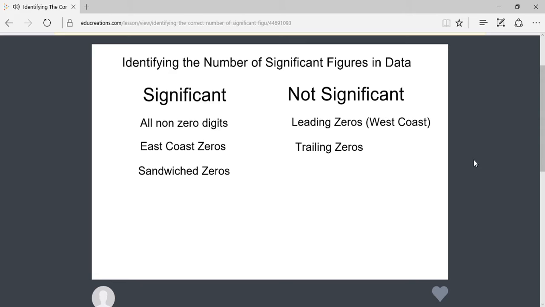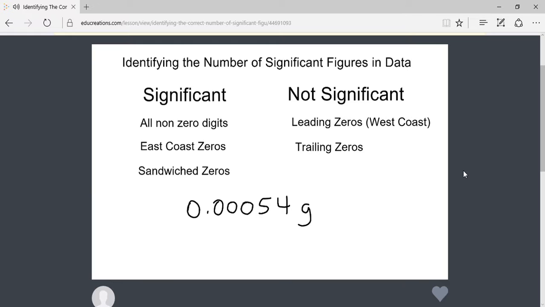Let's now take a look at zeros that are considered not significant to a measurement. Sometimes we refer to these as holding the decimal place position to give the numbers or digits their true meaning. Let us first take a look at leading zeros. Some folks like to also refer to these as West Coast zeros because they are to the left of all of the other digits in a measurement.